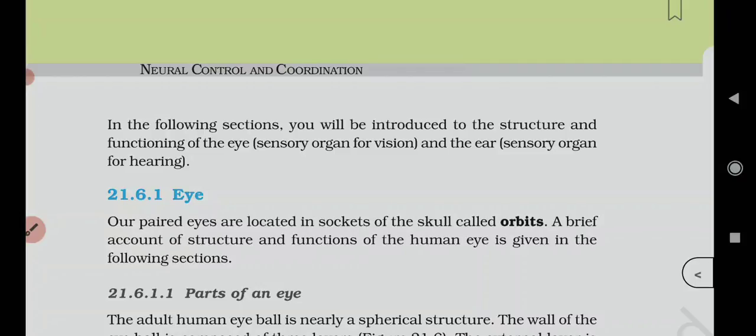The middle layer, choroid, contains many blood vessels and looks bluish in color. The choroid layer is thin over the posterior two-thirds of the eyeball, but it becomes thick in the anterior part to form a ciliary body. The ciliary body itself continues forward to form a pigmented and opaque structure called the iris, which is the visible colored portion of the eye.